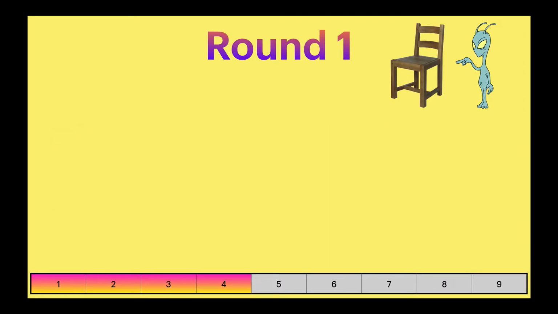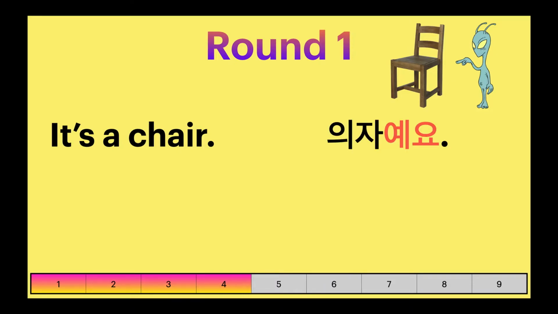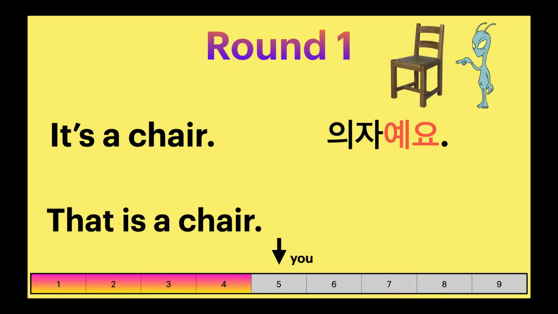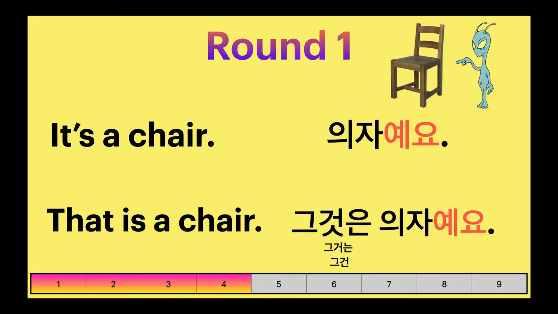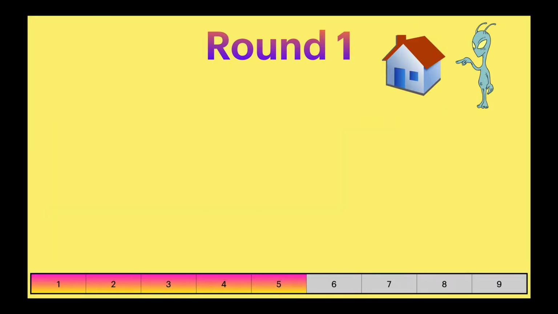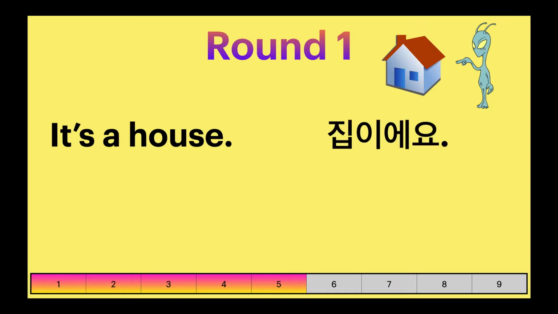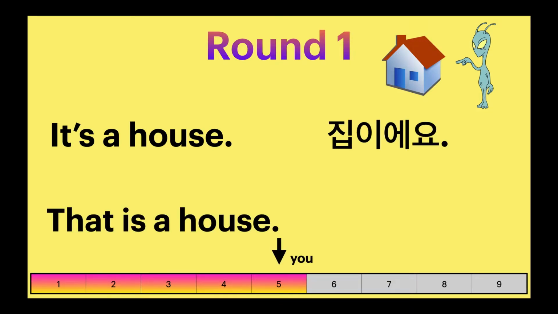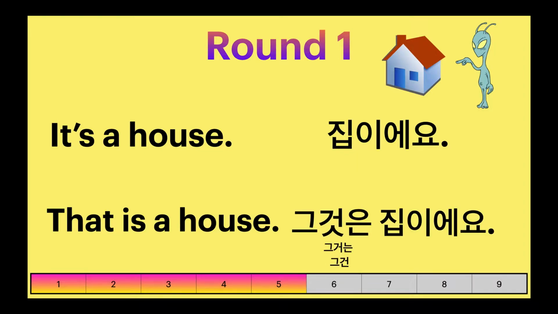이것은 뭐예요? It's a chair. 의자예요. That is a chair. 그것은 의자예요. 이거는 뭐예요? It's a house. 집이에요. That's a house. 그것은 집이에요.